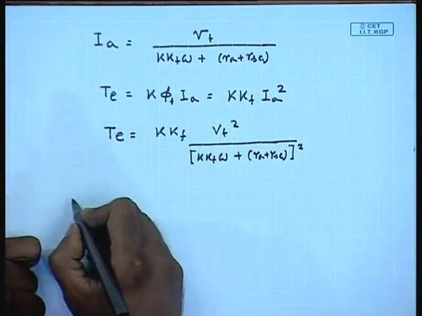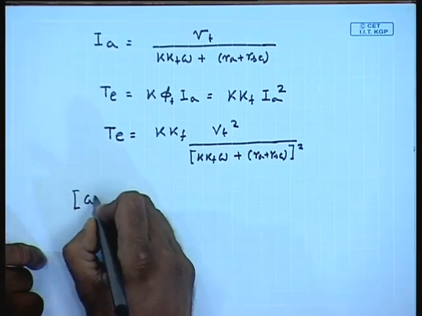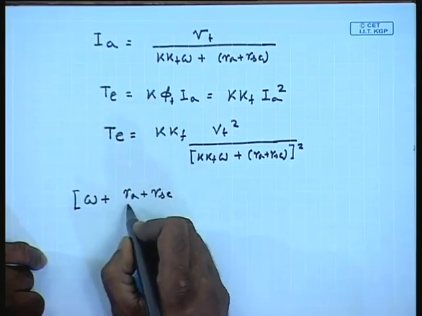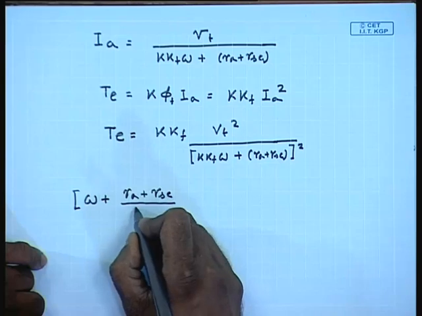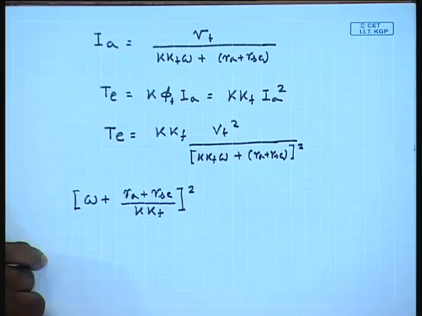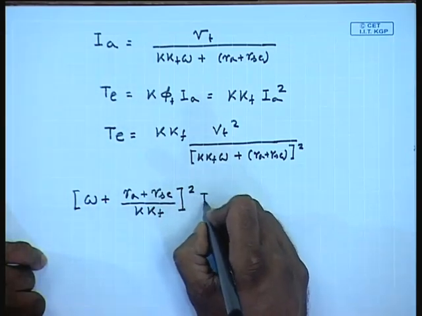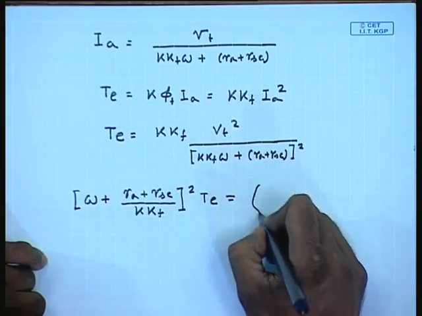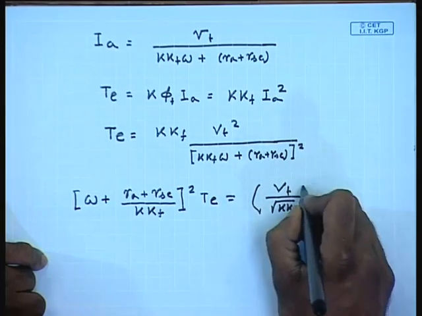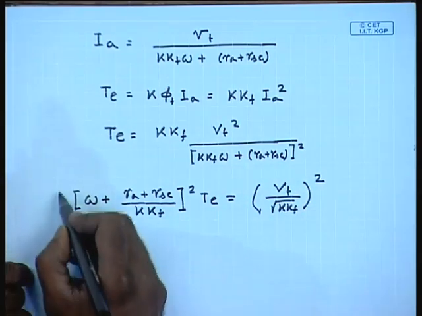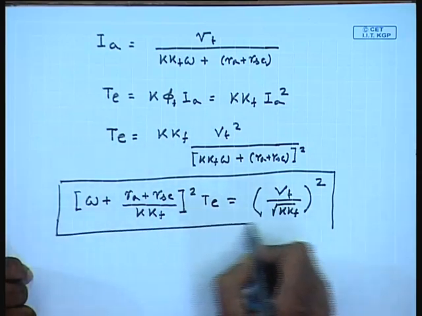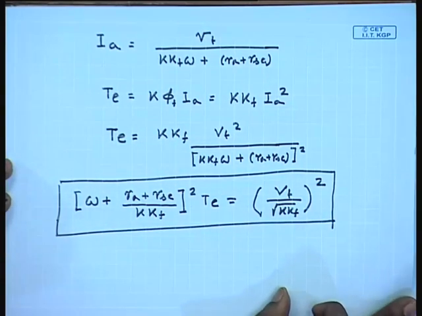Now, this can be written as omega plus R a plus R a c divided by K K f whole square into T e equal to V t divided by square root K K f whole square. This is the analytical expression of the torque speed characteristics of a DC series motor when saturation is neglected.